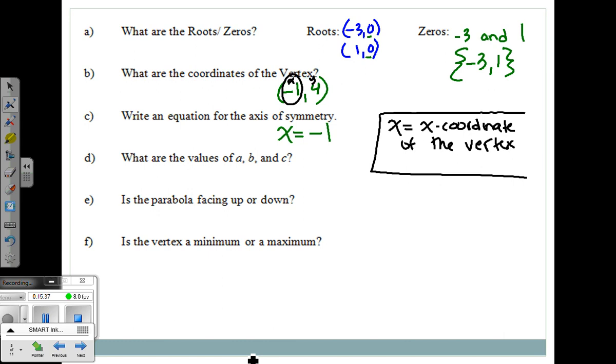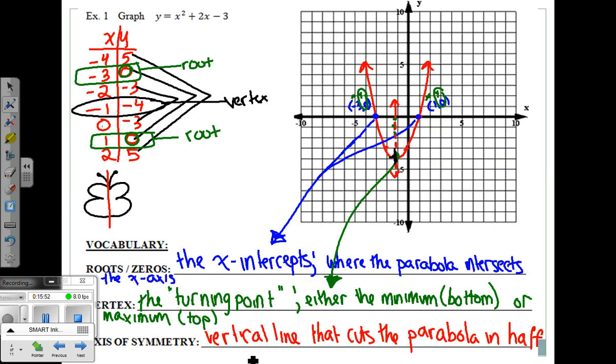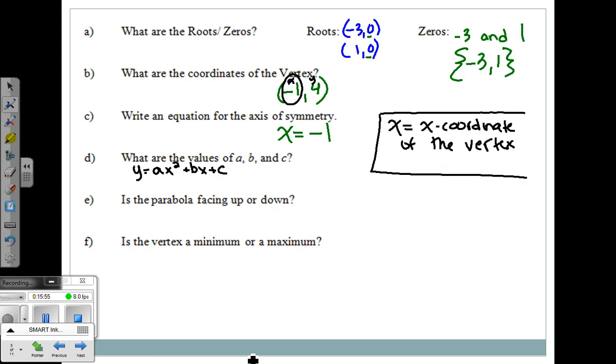Now for the values of A, B, and C. Remember that y equals ax squared plus bx plus c is the form for the quadratic, and our function was y equals x squared plus 2x minus 3. It's not that easy to see, but there's a 1 being multiplied there, so A equals 1. And there's a plus 2, so that's B. And finally, C is negative 3.